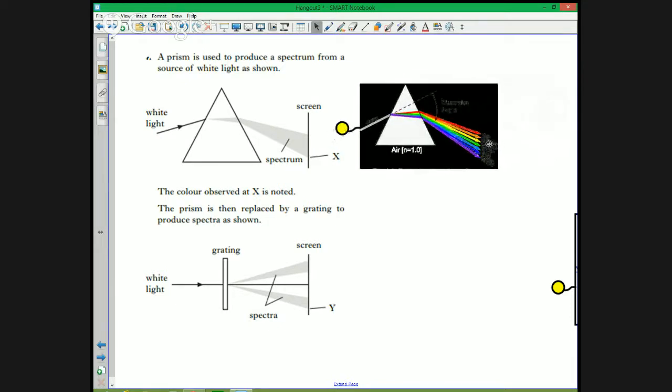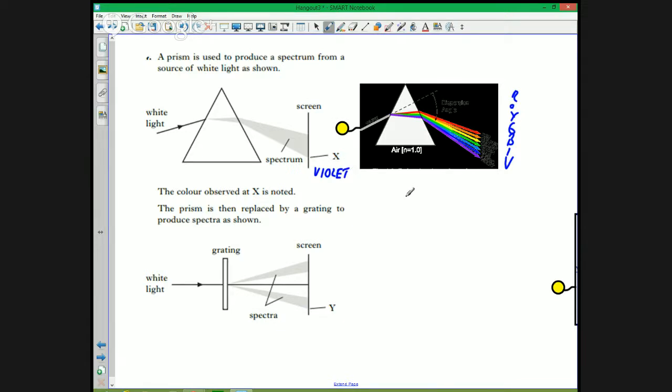The prism produces just one spectrum, and it ranges from violet all the way up to red. Violet, indigo, blue, green, yellow, orange and red. You'll notice that violet is pushed down the most, it's refracted the most. Now that's one diagram you have to remember. So at position X, you're going to have violet light there.